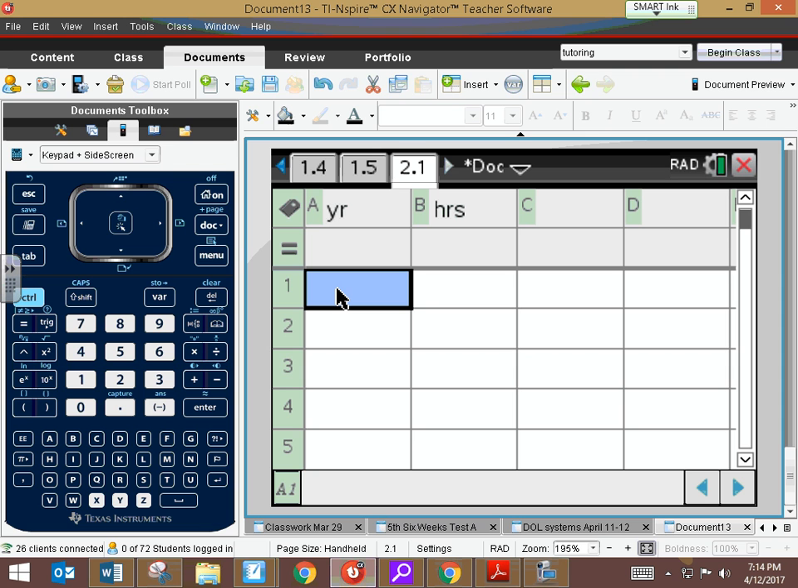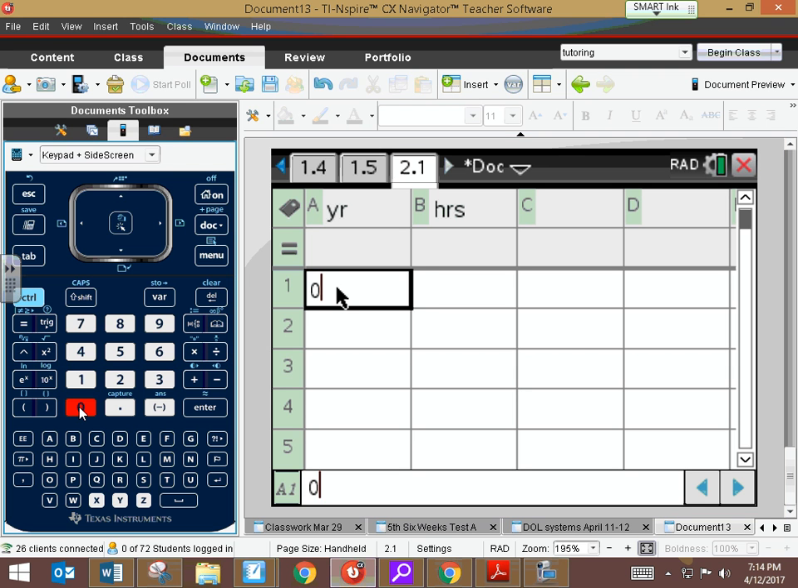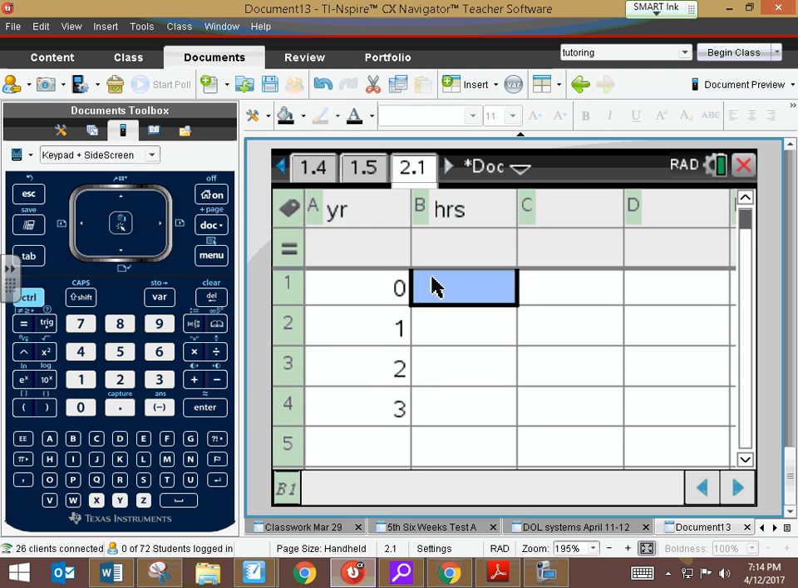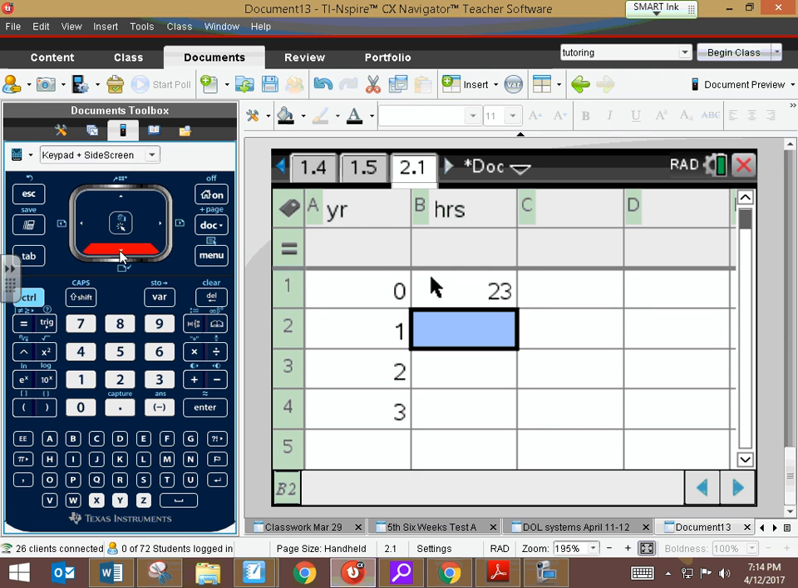Okay, let's go ahead and put in year 0, 1, then 2, then 3, and then let's come to home runs: 23 in that year, 51, and then 68, and then 92.